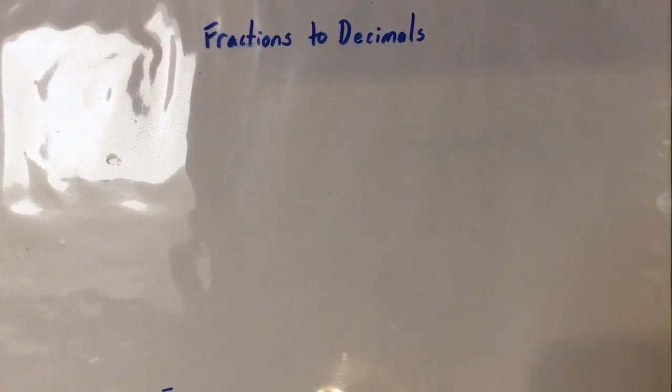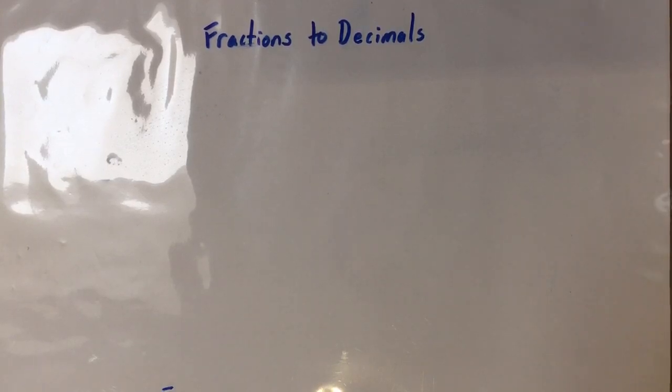Welcome back to the third day of math. We are still looking at decimals. Today we're going to look at how to change a fraction into a decimal. This is the opposite of what we did last class. Last class we took a decimal and turned it into a fraction. This time we're going from a fraction to a decimal.